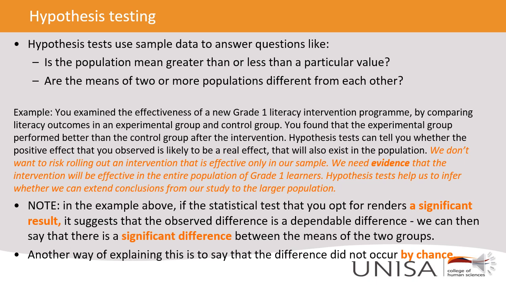Note that, in the example above, if the statistical test that you opt for renders a significant result, it suggests that the observed difference is a dependable difference. We can then say that there is a significant difference between the means of the two groups. Another way of explaining this is to say that the difference did not occur by chance.